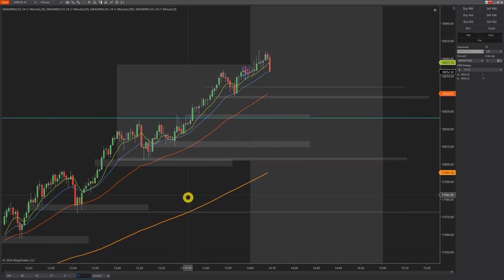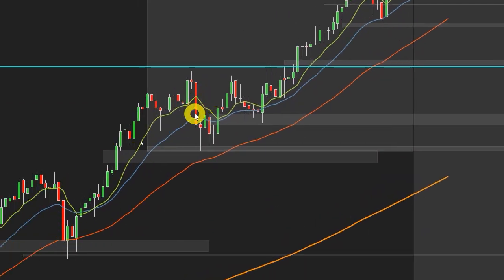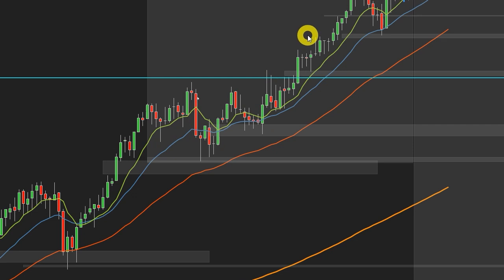It's interesting to see the attempt to try what I'm trying to do now over here before the silver bullet hour. This fair value gap was created. It came down. It went up to test it. Looked like it was going to roll down and just popped right back through and kept going.